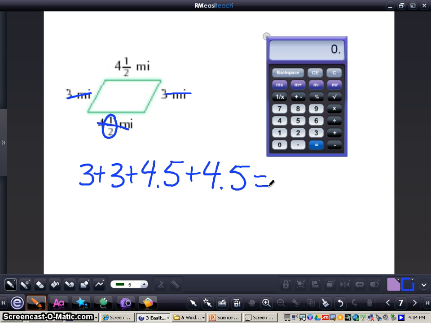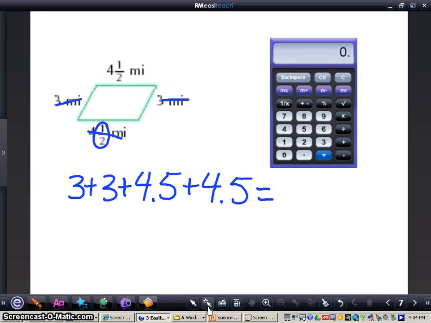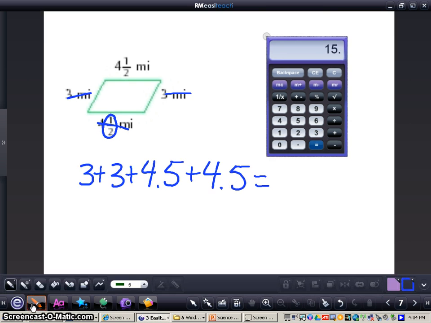Okay, so I'll put these on my calculator here. So we have 3 plus 3 plus 4.5 plus 4.5. That gives me 15. I'll clear it out, just do it one more time. 3 plus 3 plus 4.5 plus 4.5. That gives me 15 for both of these. Okay, so I do have the correct answer there for 15. 15 what? 15 miles.